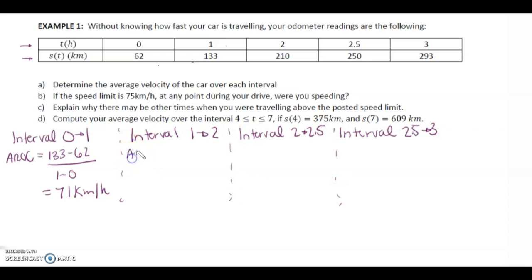Okay, so the AROC, average rate of change from 1 to 2, so that's these 2 points here. We would do 210 minus 133, and then 2 minus 1 in the denominator. Okay, and I get 77 kilometers per hour.